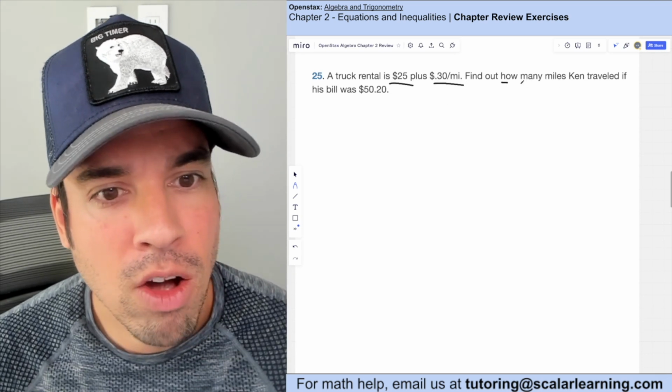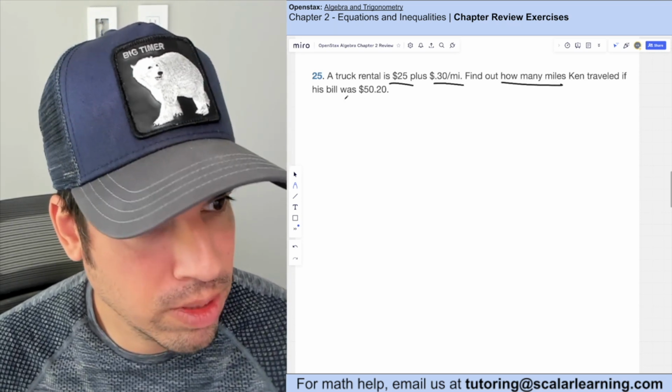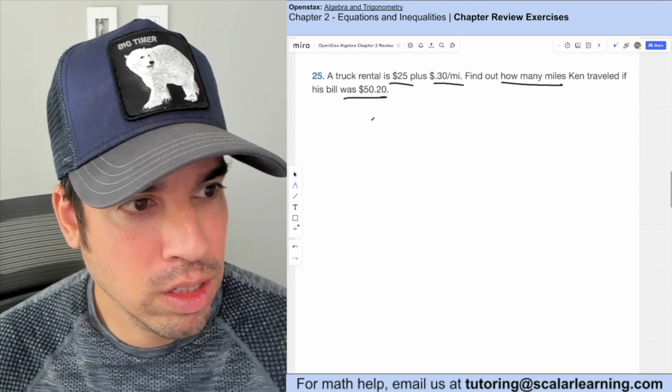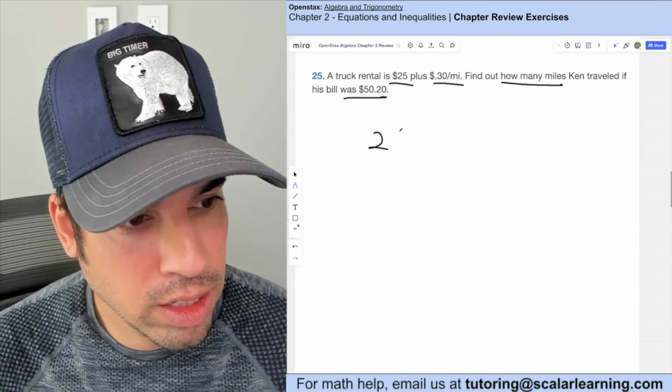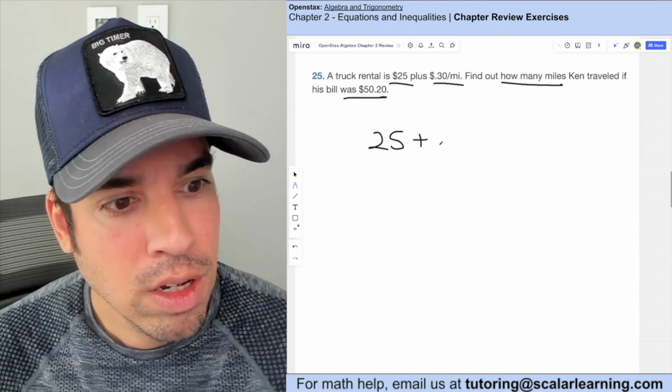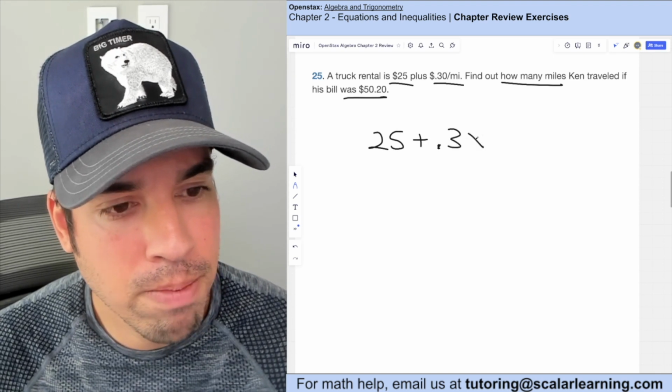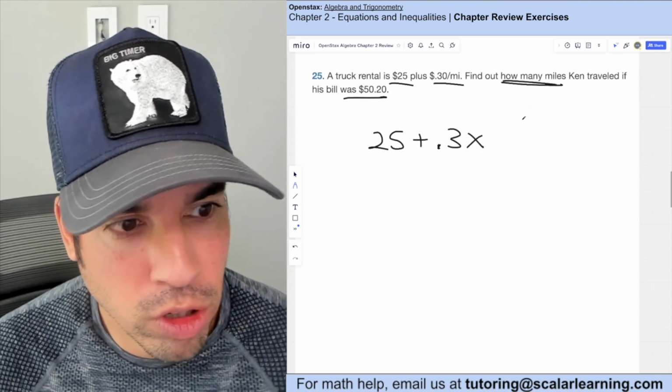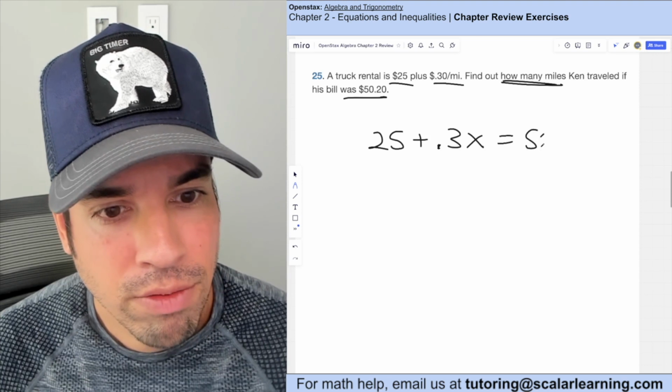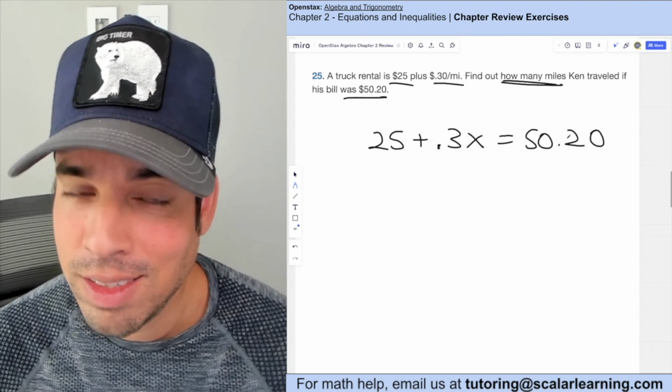A truck rental is $25 plus 30 cents per mile. Find out how many miles Ken traveled if his bill was $50.20. So the rental, we can say it's $25 plus 30 cents per mile, where X is the number of miles. That's what we're trying to solve for. And this all equals $50.20. Now we can solve.